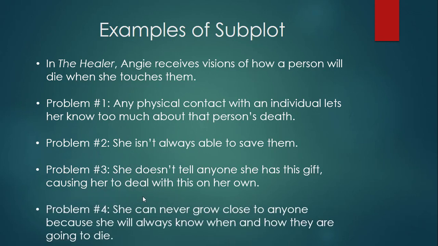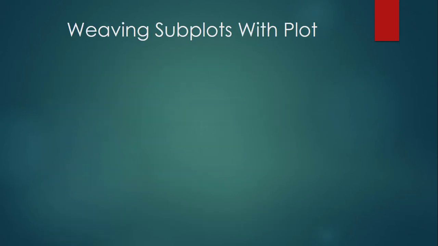Problem number four: she can never grow close to anyone because she will always know when and how they are going to die. And yet she can be close to Hope, because Hope is the only person she's ever encountered whose death she can't see. She doesn't know why, but for whatever reason, she can't see how Hope is going to die. That creates a bond between them and allows them to be friends, and so their plots intersect in that sense. Okay, so weaving subplots within a plot.